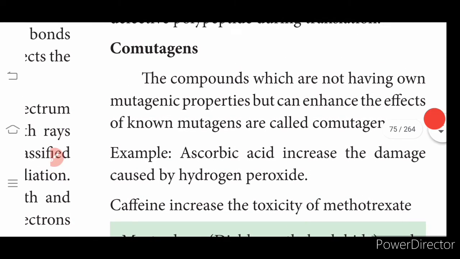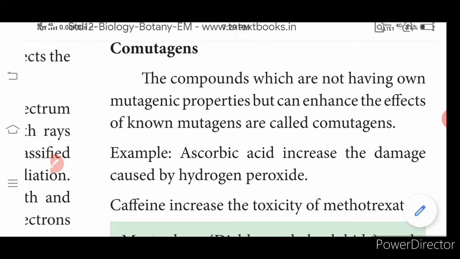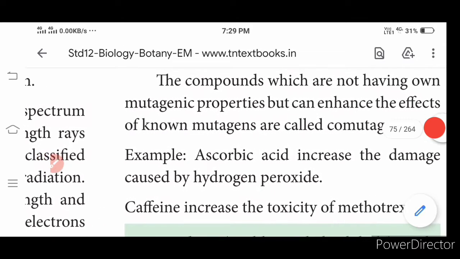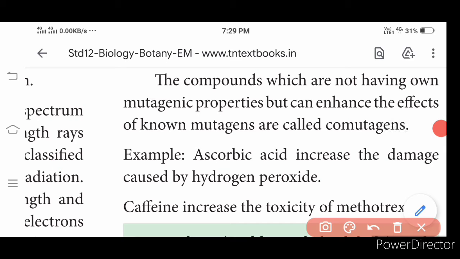Co-mutagen: the compounds which do not have their own mutagenic property. They are not mutagenic by themselves, but they enhance. What is enhance? It increases the effect of the mutagen. It is called a co-mutagen.